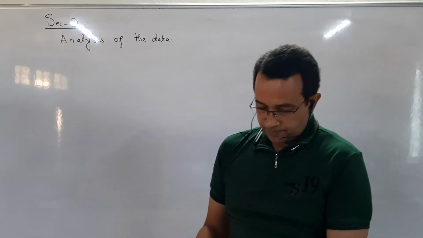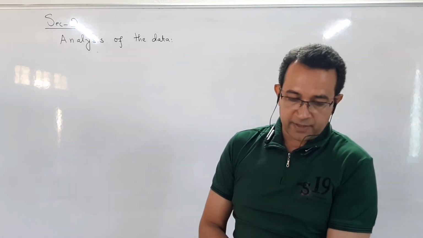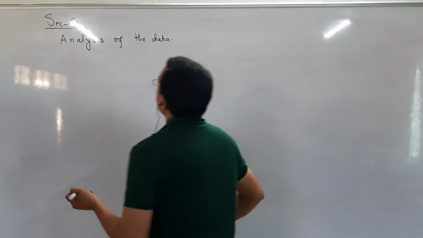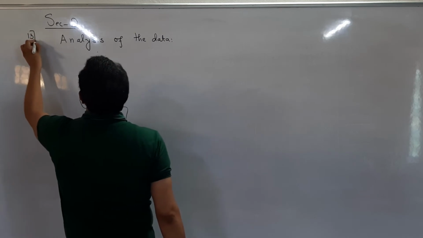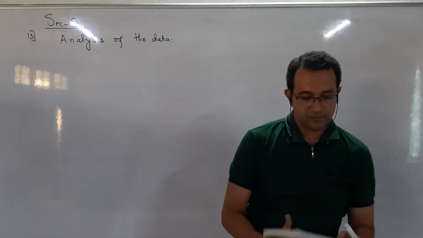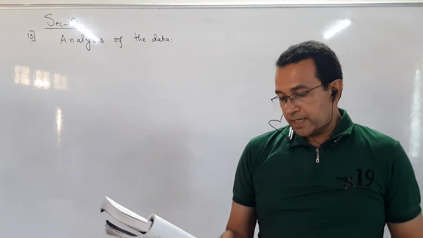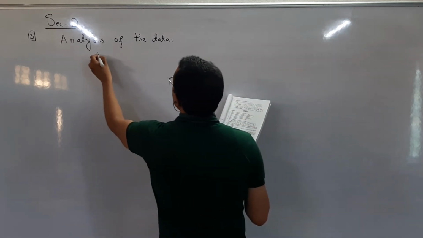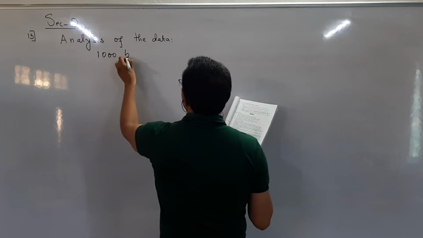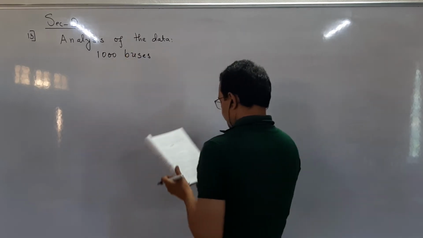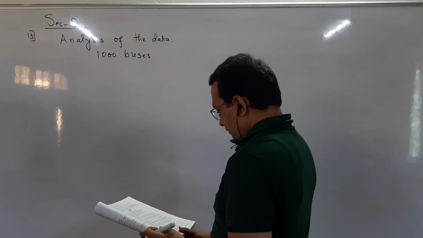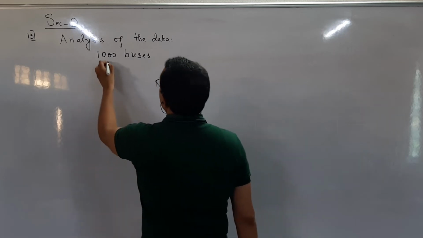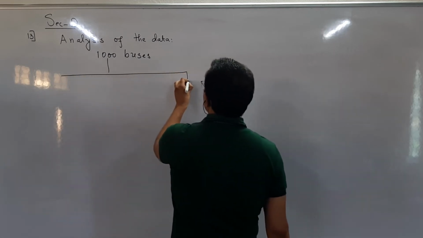Okay, students, it is sum number 13 and 14. Let us do both the sums of section D. Sum number 13, and I write as analysis of the data. There are 1000 buses used for public transportation in Ahmedabad city. So total buses are 1000. Of them, 350 are used as BRTS and remaining as AMTS. So buses are divided into two categories.